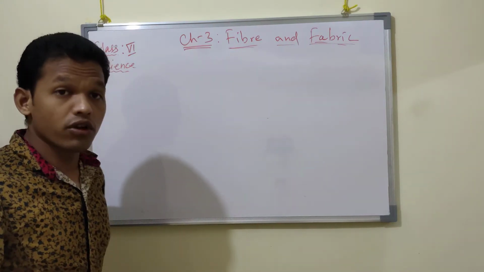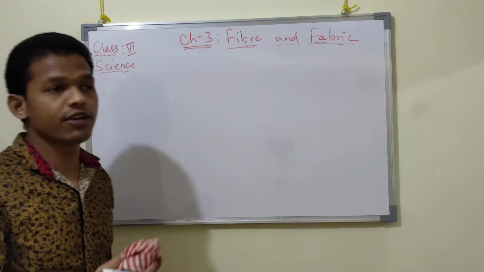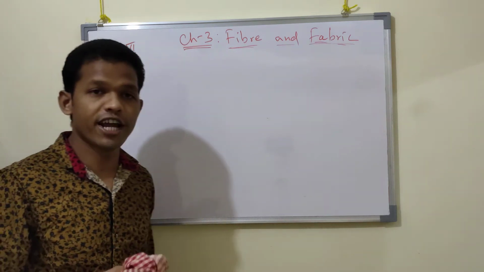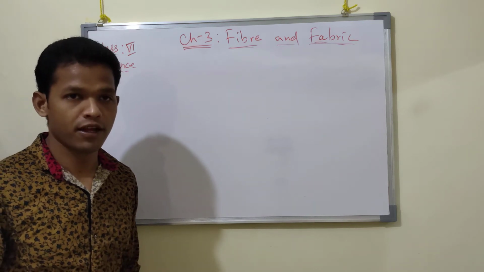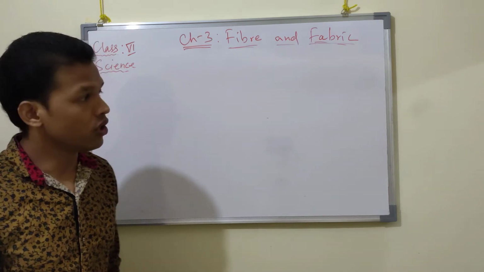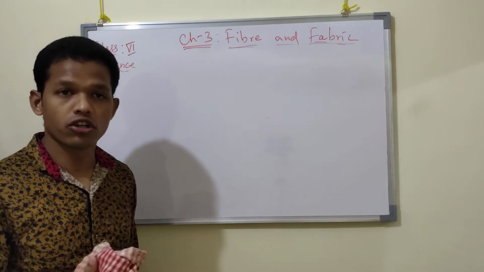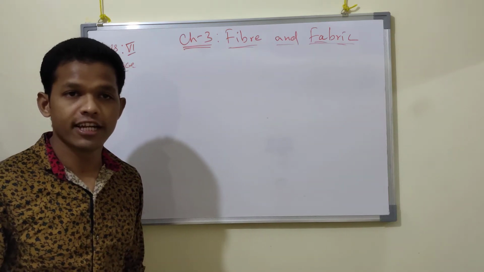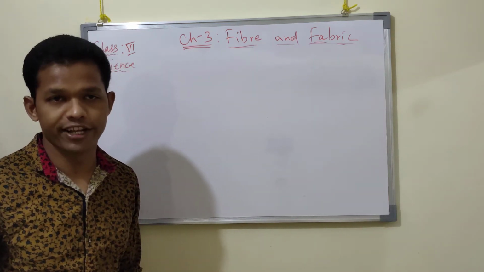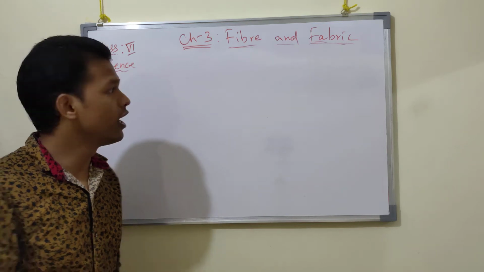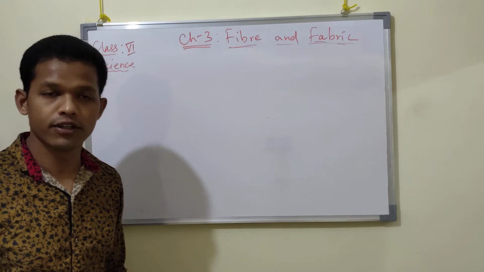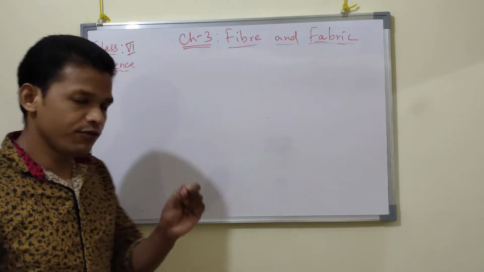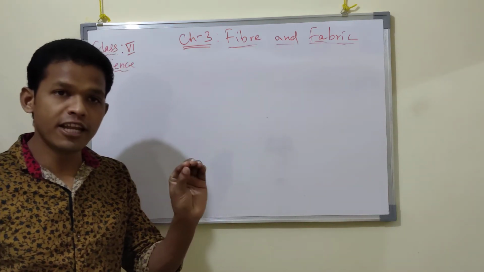As we know, if you visit any nearby cloth store, you will find different types of cloths, or we can say fabric. Different types of cloths, such as woolen cloth, cotton cloth, silk cloth, and synthetic cloth also. So we will have an idea regarding all these: woolen, cotton, synthetic, and others.